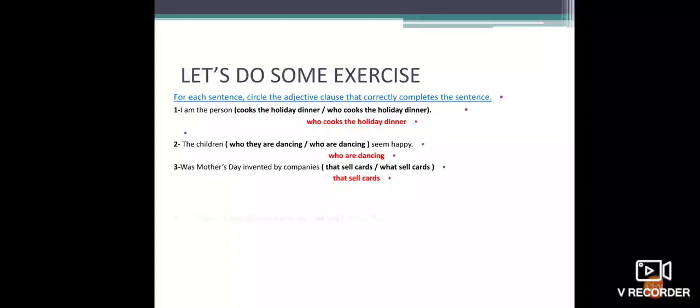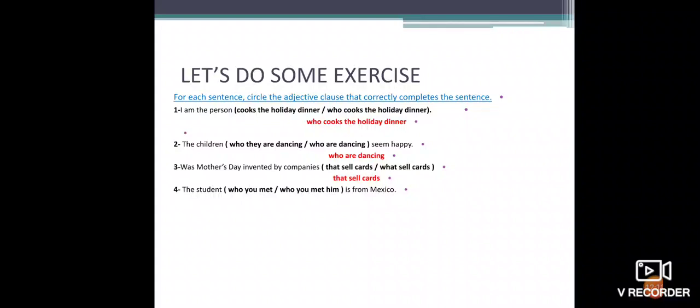Let's move to number 4. The student who you met or who you met him is from Mexico. What's the correct answer here? The correct answer is who you met. I don't have to use the pronoun here.